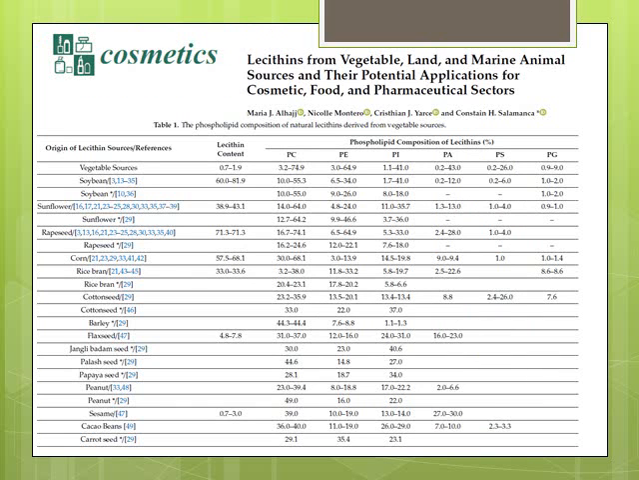Now, lecithin comes in all different forms, and it is a natural product, and it can be plant-based or animal-based. There is a very nice publication in a Journal of Cosmetics. It reviews different lecithins from different sources. It shows the composition of the PC, which is phosphatidylcholine, or PE, phosphatidylethanolamine, and other phospholipids.